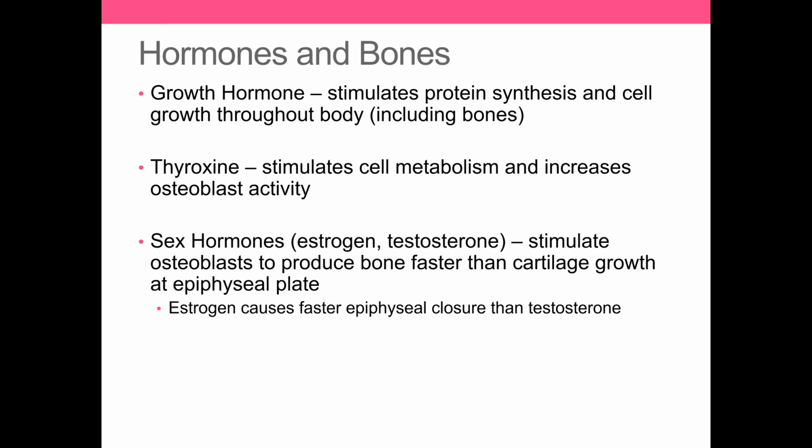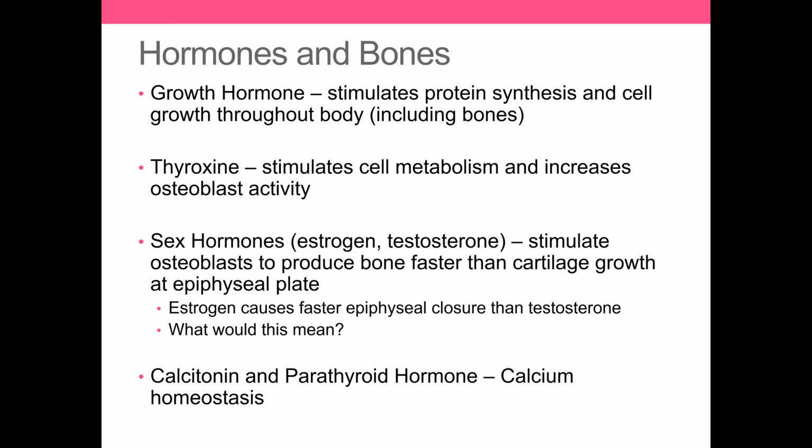Estrogen can cause faster epiphyseal closure than testosterone. So estrogen actually can cause those osteoblasts to work a little faster. So what do you think this means for height differences between men and women? If you think about it, estrogen causes the osteoblasts to move faster. That means they replace the cartilage faster. That means the bone stops growing in length sooner than in males. So that is why, on average, males tend to be taller than women, because their epiphyseal cartilage has longer to grow than women.